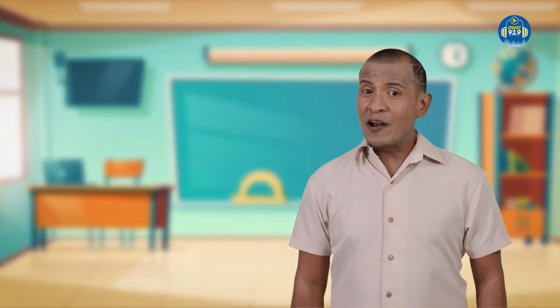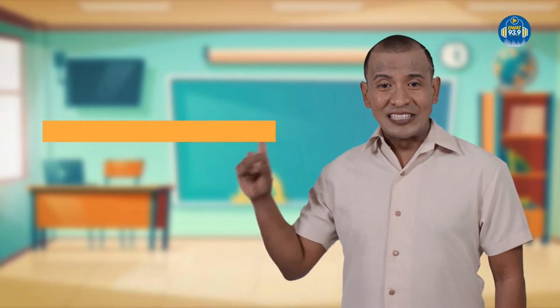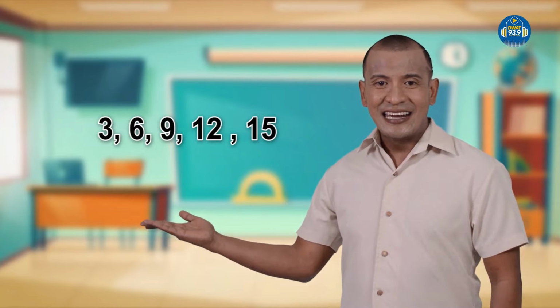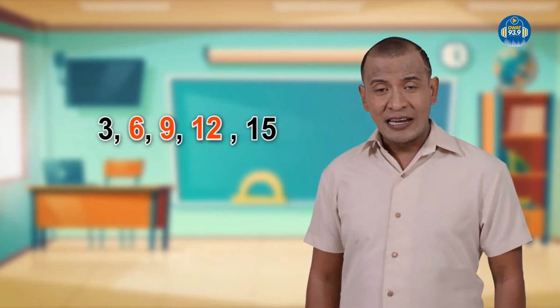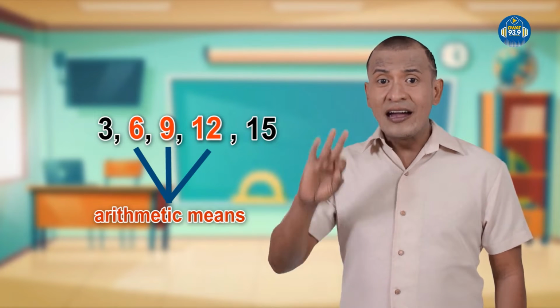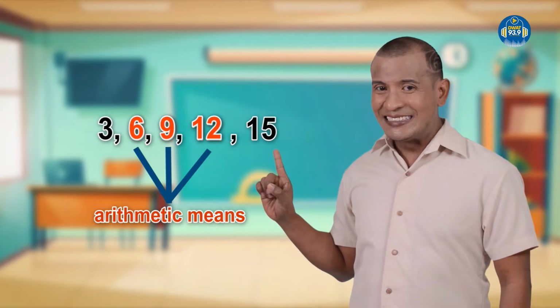Hence, you are now ready to formally define arithmetic mean or means. The terms between any two non-consecutive terms of an arithmetic sequence are called arithmetic means. Consider the arithmetic sequence 3, 6, 9, 12, and 15. The terms 6, 9, and 12 are the three arithmetic means between the terms 3 and 15.